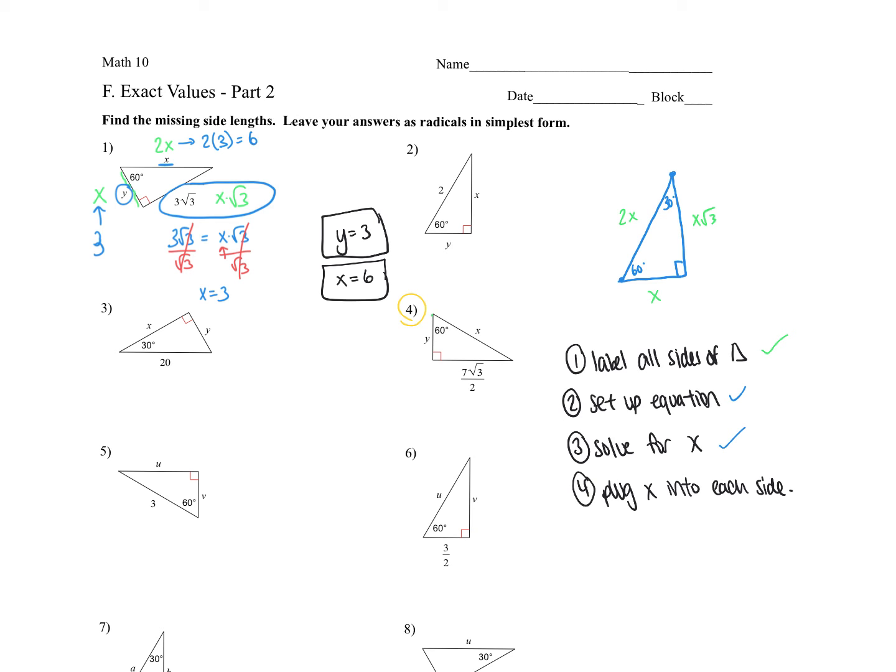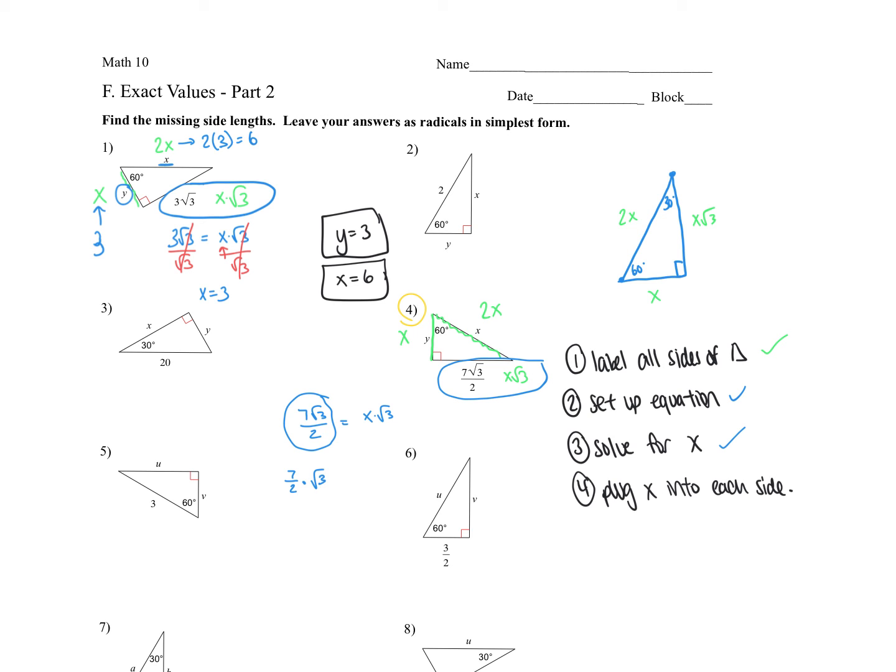So number 4, this is the short leg. We're going to call it x. The hypotenuse, we're going to call it 2x. And the long side, we can call it x times the square root of 3. Okay? So now we'll set up our equation with this side. We have 7 root 3 divided by 2 equals x times the square root of 3. Another way we could write this is as 7/2 times the square root of 3.